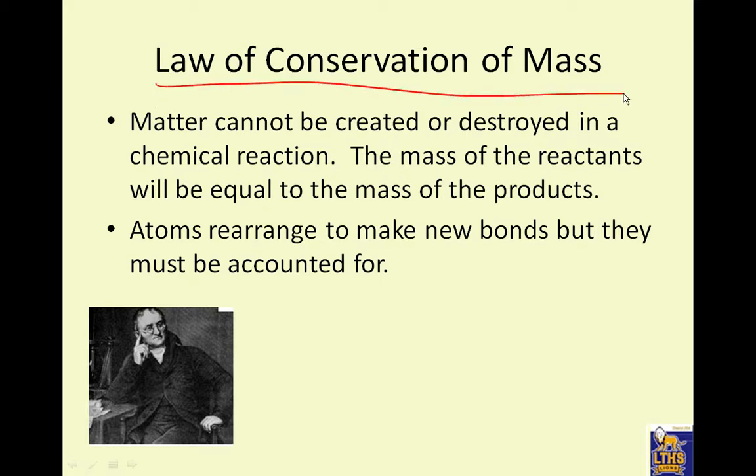All right. So, there's a law of conservation of mass, that says matter cannot be created or destroyed in a chemical reaction. The mass of the reactants will be equal to the mass of the products. So, how can it be? Well, the same atoms that are in the reactants rearrange to make new bonds, but they still have to be there. Okay, so you can't lose or gain any mass in a chemical reaction. It all has to be there, which means the atoms that go in have to come out, but they might be bonded differently when you're done.